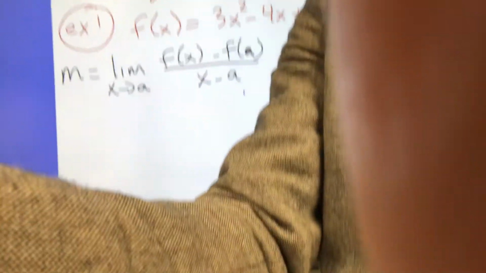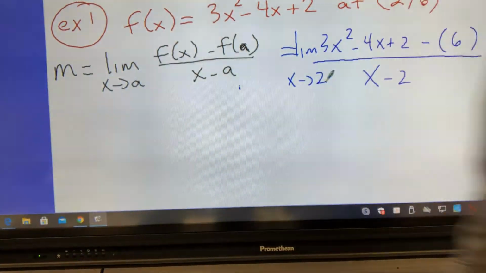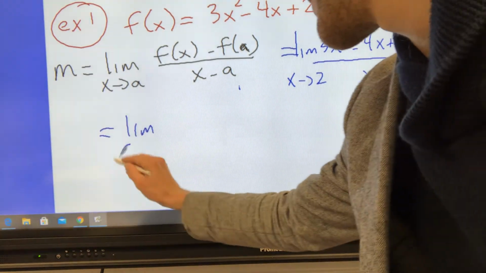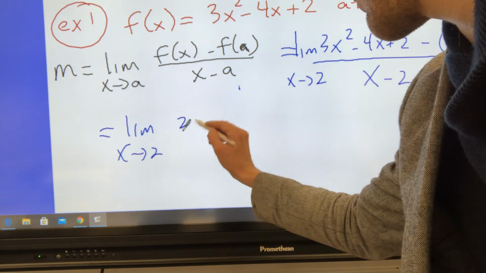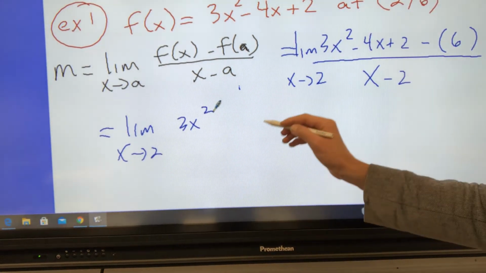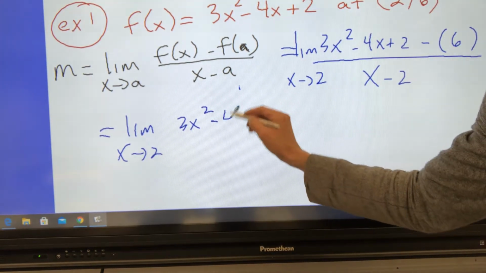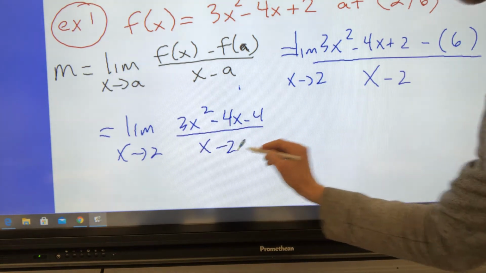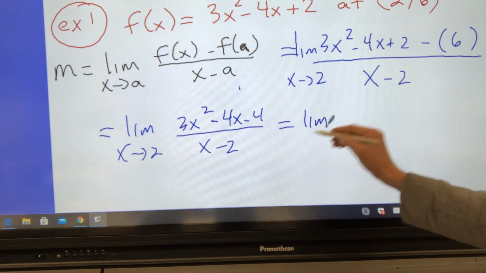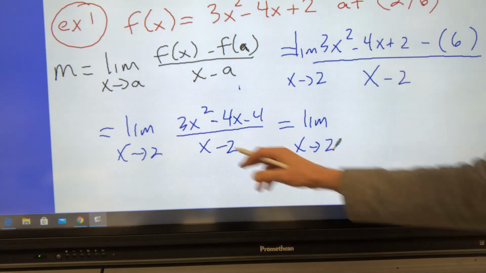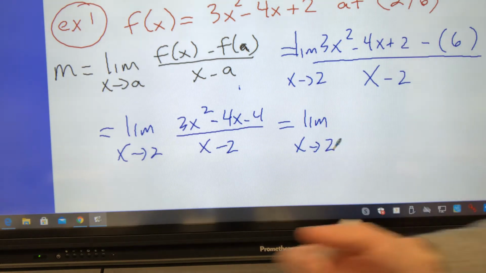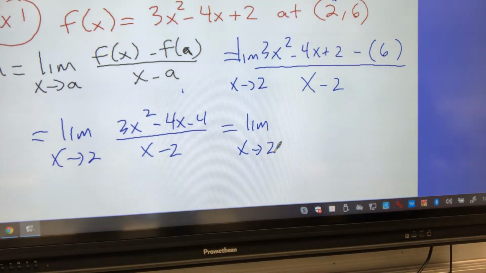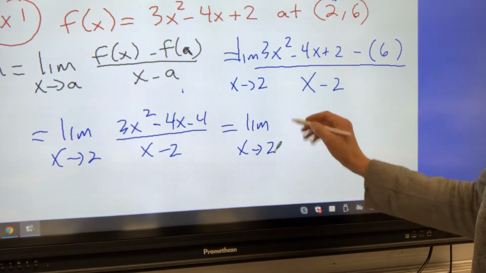Okay, so scrolling, moving this down a little bit. Here we have the limit as x goes to 2 of 3x squared minus 4x minus 4 divided by x minus 2. And now we need to factor this. We know x minus 2 has got to be one of the factors because we always get this to cancel out. So if you're not good at factoring right now, you know x minus 2 is a factor.